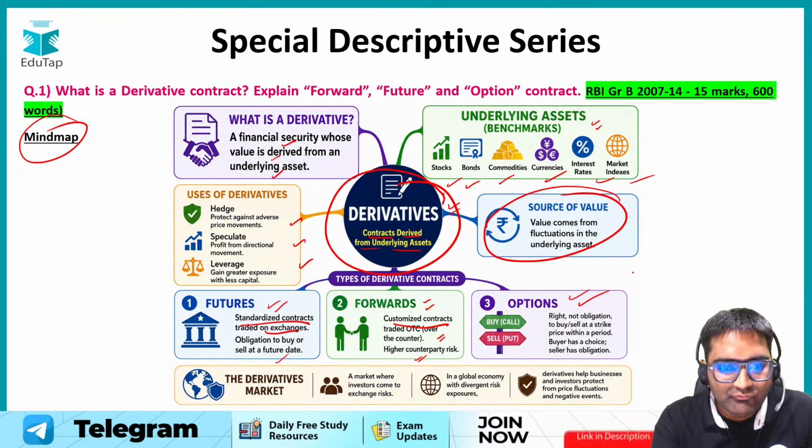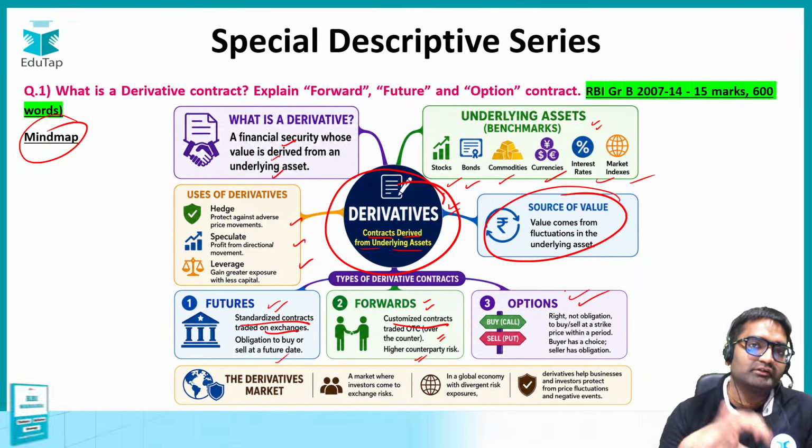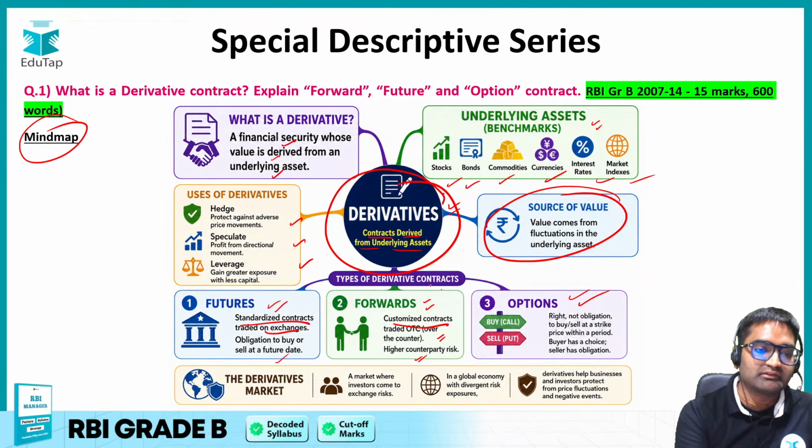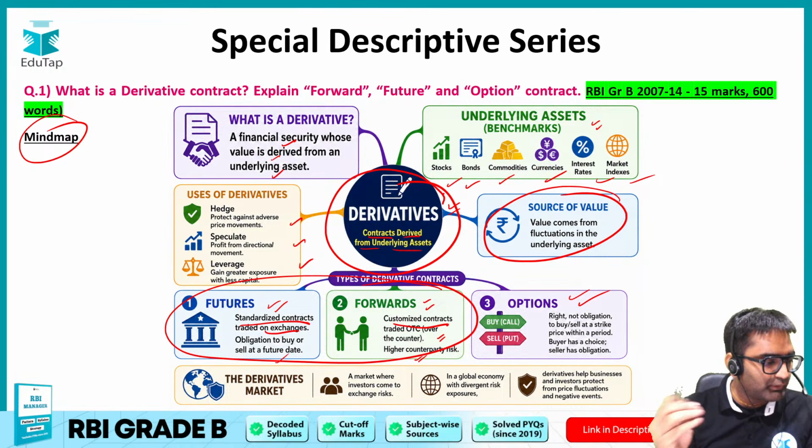Apart from that, going for options, we would just mention that options actually convert the obligation that is entailed with respect to future and forward contract into a right, right to buy or sell.